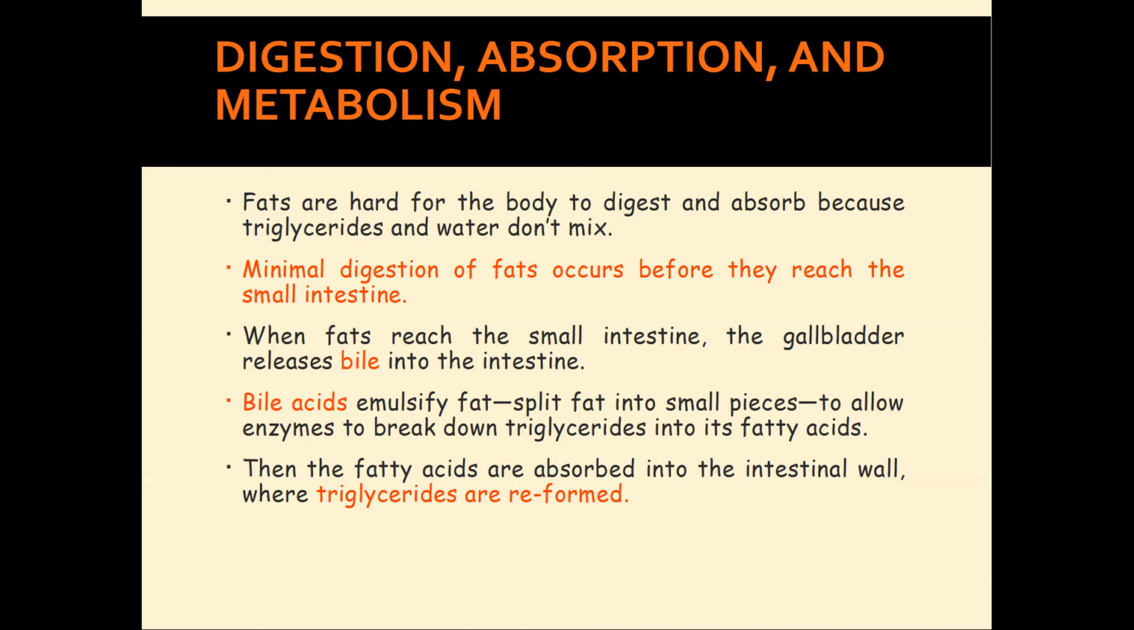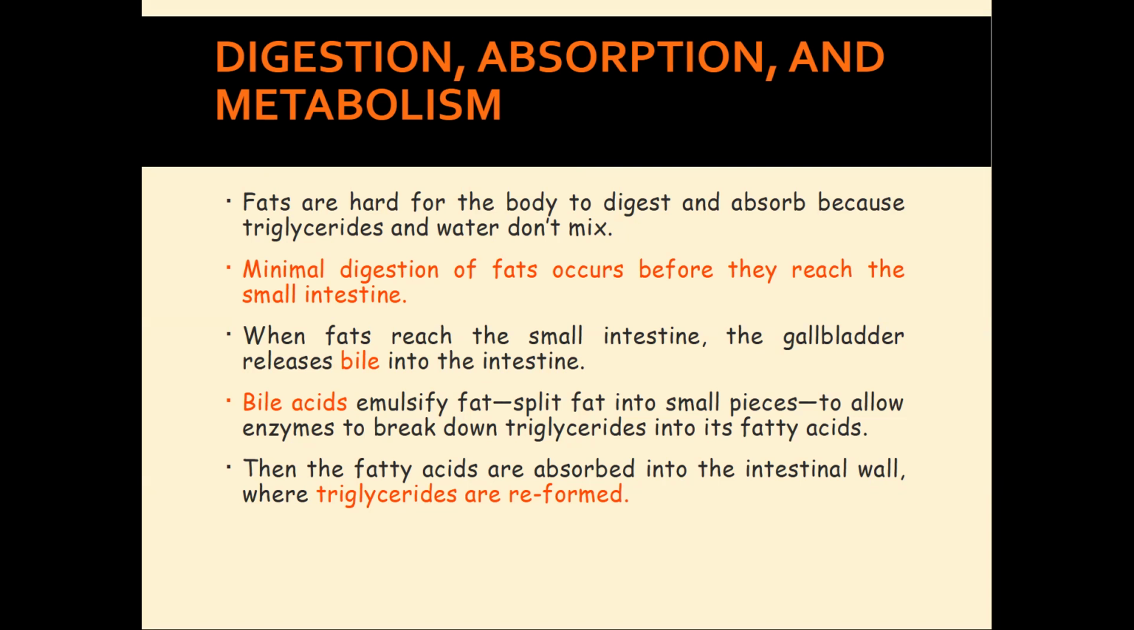Once fats reach the small intestines, the gallbladder is stimulated to release bile into the intestines. Bile is made by the liver, stored by the gallbladder, and squirted into the intestinal tract where fat is present. Bile combines with bile acids that emulsify fat. What does this mean? It will split fat into small globules or pieces.